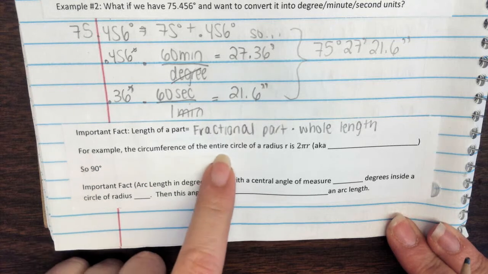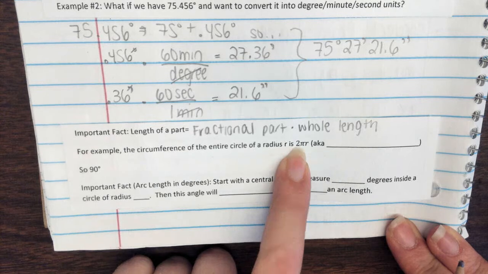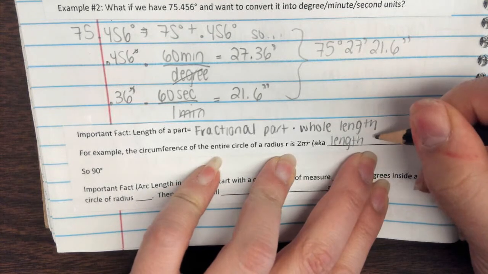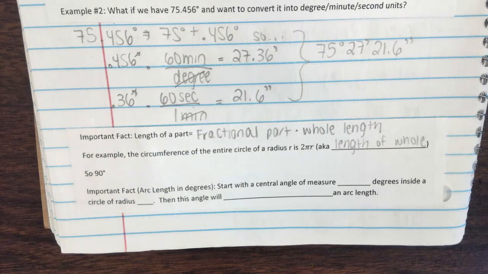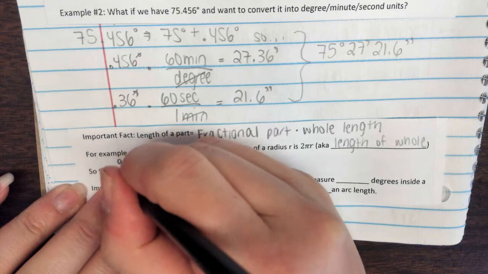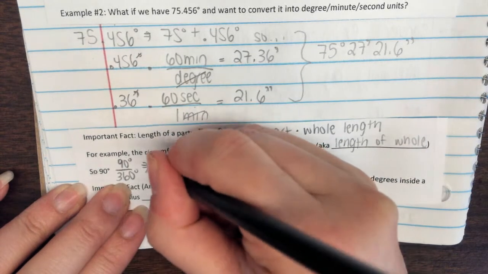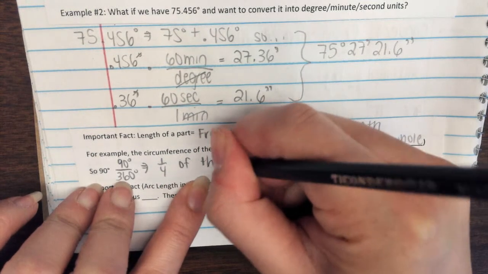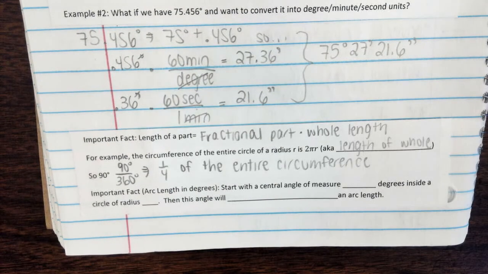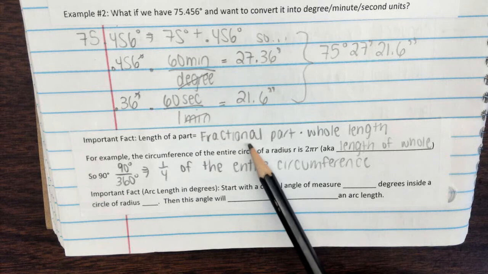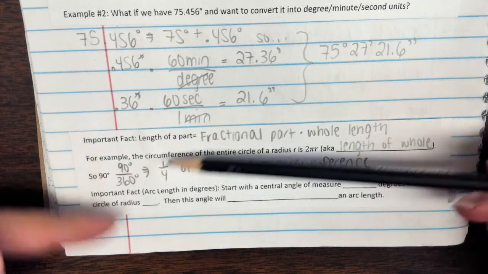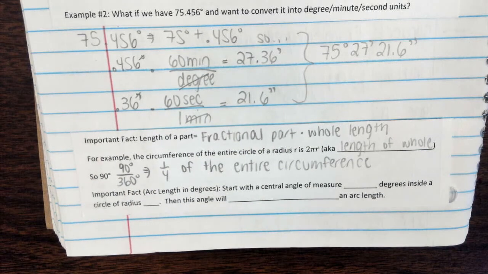So for example, the circumference of the entire circle of radius r is 2 pi r, right? The circumference being the outer perimeter of a circle, aka the length of the whole. The whole thing is 2 pi r. So 90 degrees is the fractional part over the whole, and that would tell you that we've got 1/4 of the entire circumference. If you wanted to find the length of the part, you would use the fractional part times the whole length. In this case, we're doing it a bit differently: 90 divided by 360, because this is the part and this is the whole. This tells you the fractional part right here. So this is just one example.